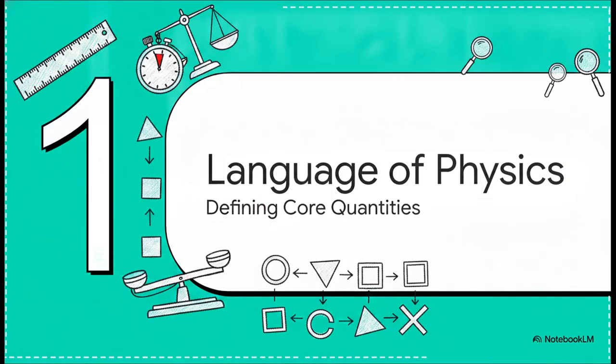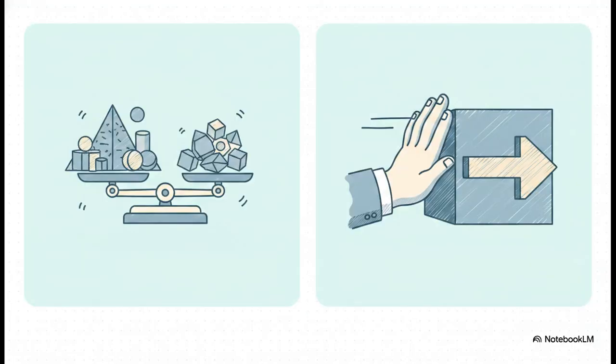Section 1. The language of physics. Before we even pick up a single tool, we need to define the core quantities we're actually trying to measure. You know, in physics, knowing how much is really only half the story. Take scalar quantities. They're pretty simple, like the mass of an object or just the number of words in a sentence. They just have a magnitude, a size. But vector quantities, now they require a magnitude and a direction. If you tell me to apply a force of 10 newtons, I literally can't do it unless you tell me which way to push.